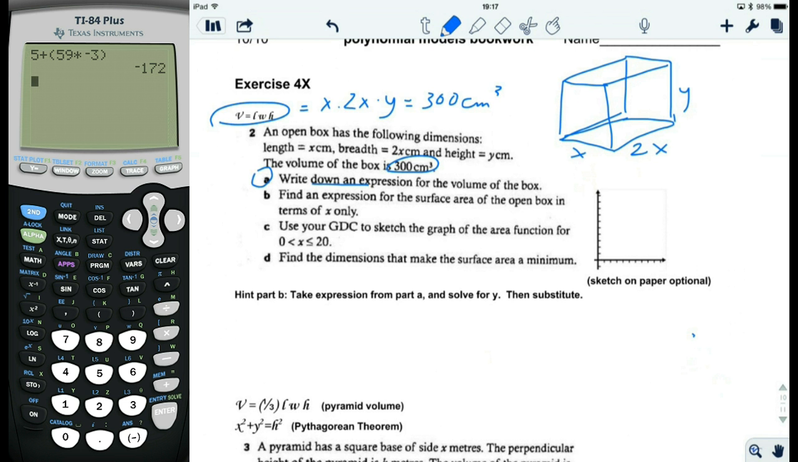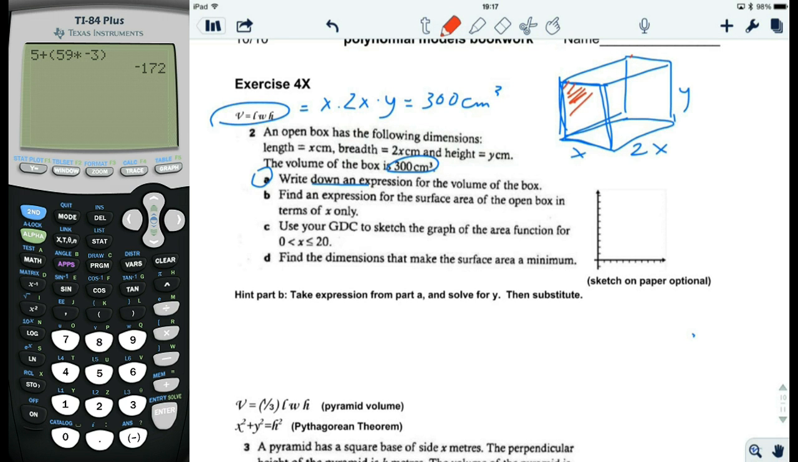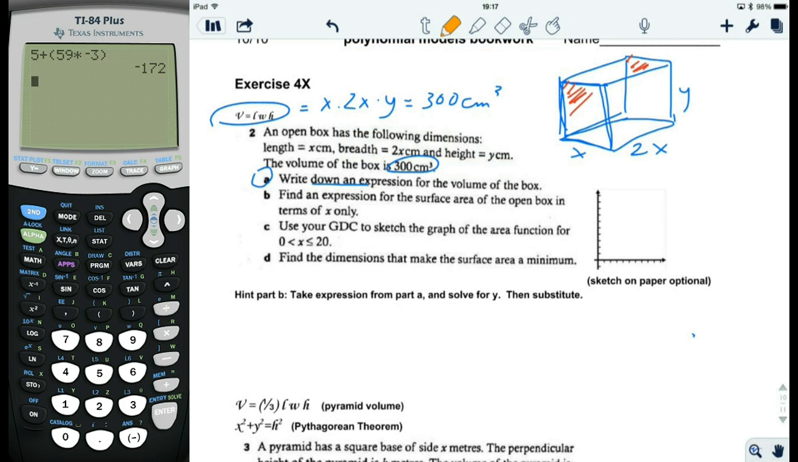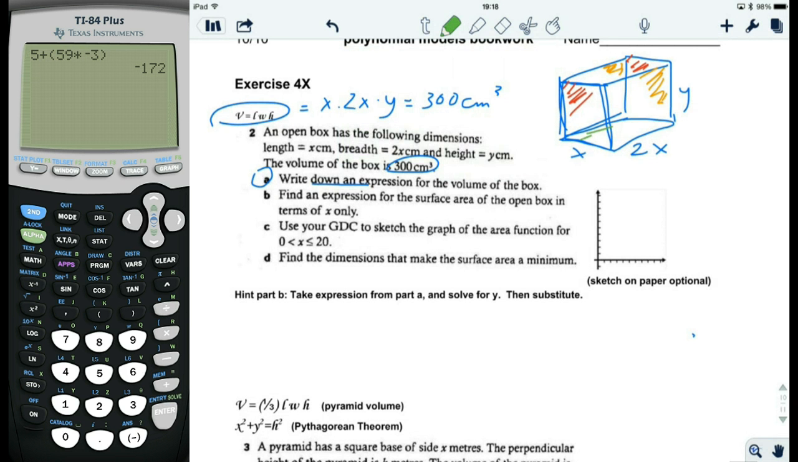B, find an expression for the surface area of the open box in terms of x only. Okay, so it's not too hard to find the surface area. If we draw each part of this, we have three different surfaces: this red part, this orange surface here, and then the bottom surface, right? So we have these three different types.